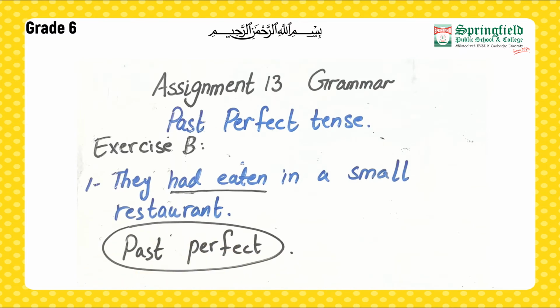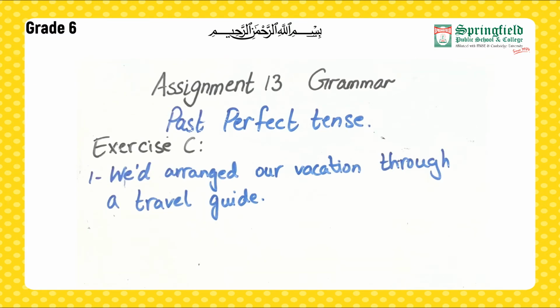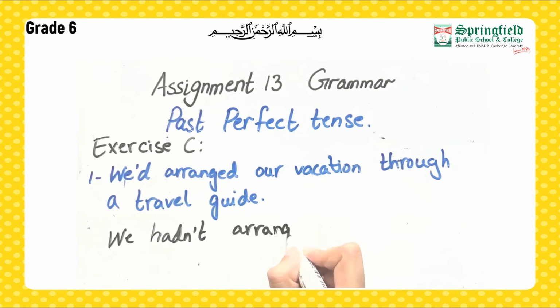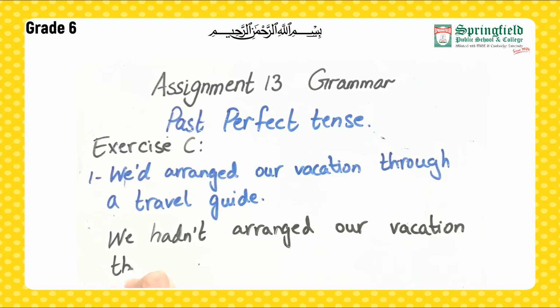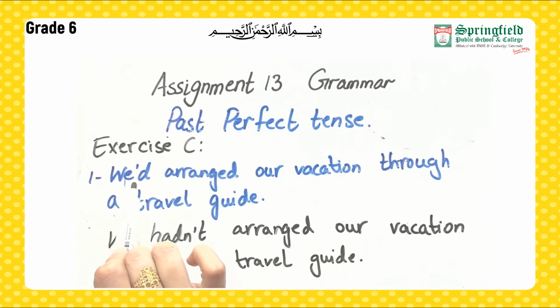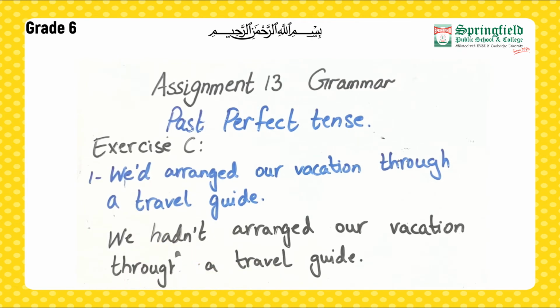Now we will move towards our next exercise. Exercise C. In this exercise, you have to make the sentences negative, right? So I'm doing the first one for you. We had arranged our vacation through a travel agent or travel guide. Fine. So we want to make it negative. We hadn't arranged our vacation. Short form, we had, okay? And then when we were making it negative, we just wrote we hadn't. So you have to do the rest of the exercise in the same way.